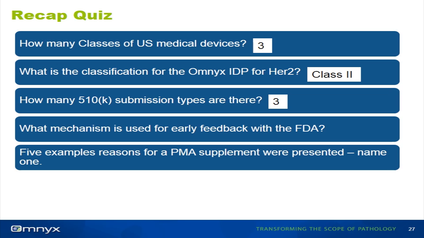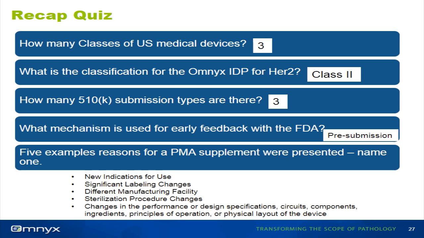What mechanism is used for early feedback with the FDA? That would be the pre-submission process. Now, 5 examples of reasons for a PMA supplement were presented. Name 1. One could be new indications for use, significant labeling changes, a different manufacturing facility, sterilization procedure changes, or changes in the performance or design specs of the device.